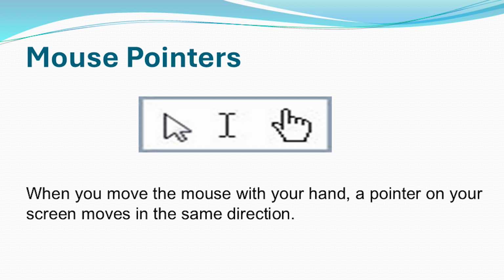Many mice also have a wheel between the two buttons, which allows you to scroll smoothly through screens of information. When you move the mouse with your hand, a pointer on your screen moves in the same direction. The pointer's appearance might change depending on where it's positioned on your screen. When you want to select an item, you point to the item and then click, press and release the primary button. Pointing and clicking with your mouse is the main way to interact with your computer.